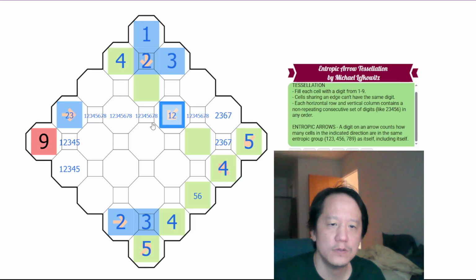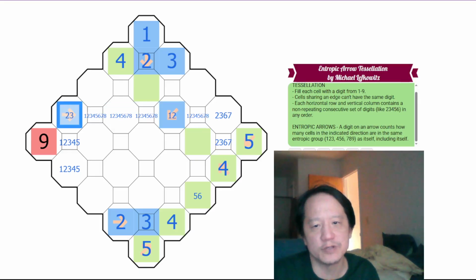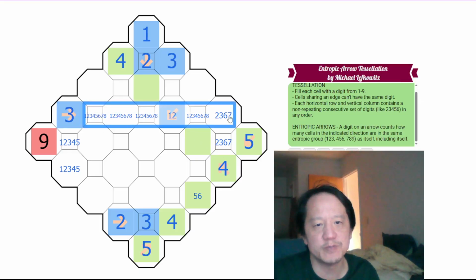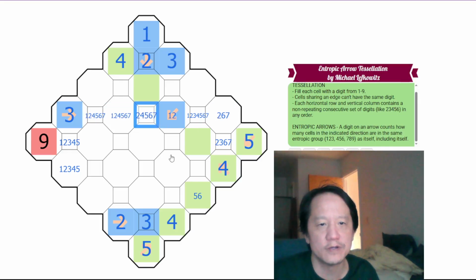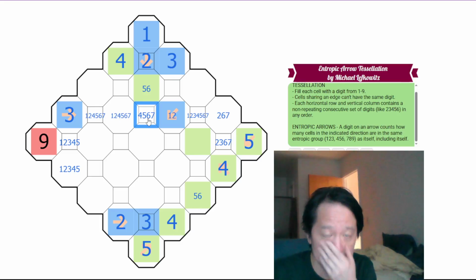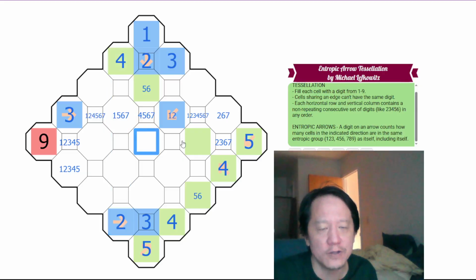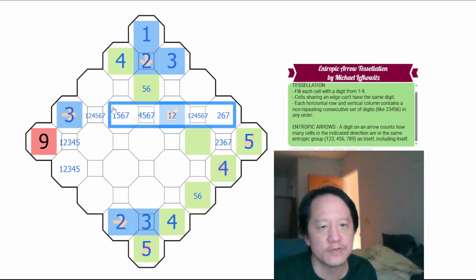So if this is 2, it would guarantee that it sees 1 and 3 in the row. So this can't be 2. This must be 3. So this must be the digits 1 through 7. Obviously no 3 here, no 3 here. This can't be 1 or 2. So this cannot be 4. It's 5 or 6 here. No 2 and 4 here because of 2 or 4 in the column. No 3 here because of 3 in the row.